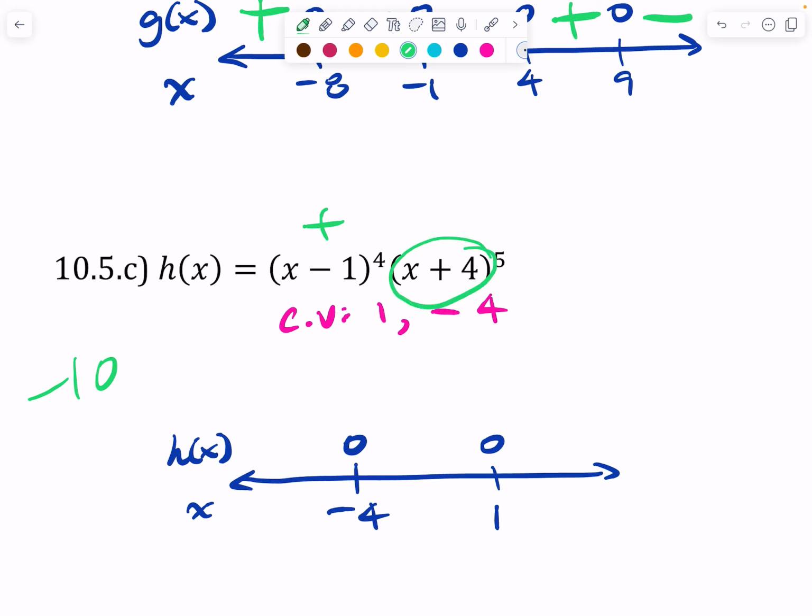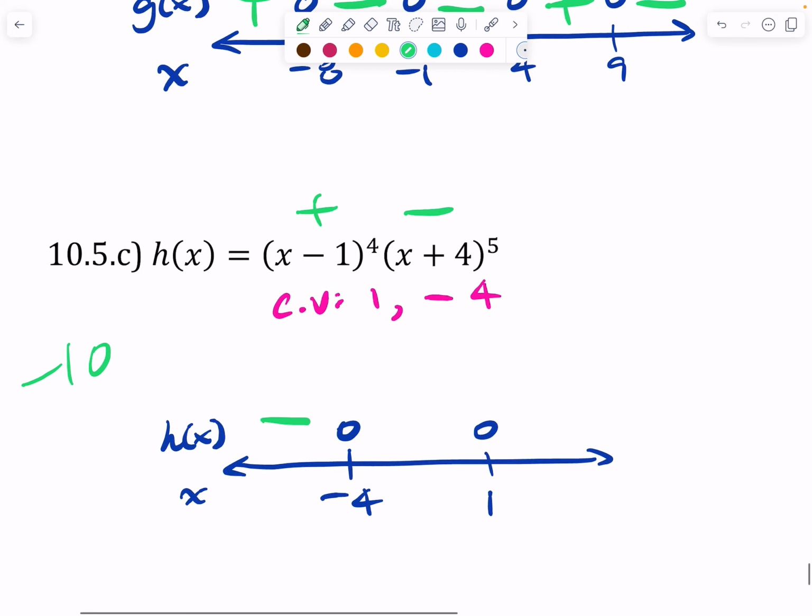And -10 plus 4 is negative. A negative to the power of 5 is negative. So that region is overall negative.